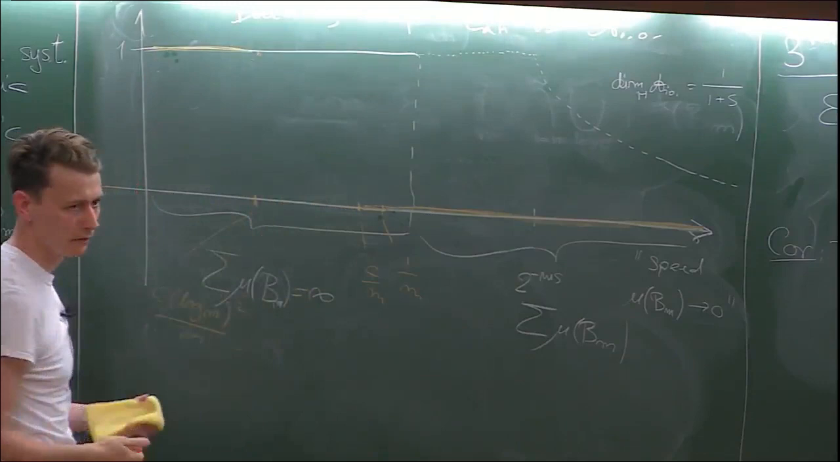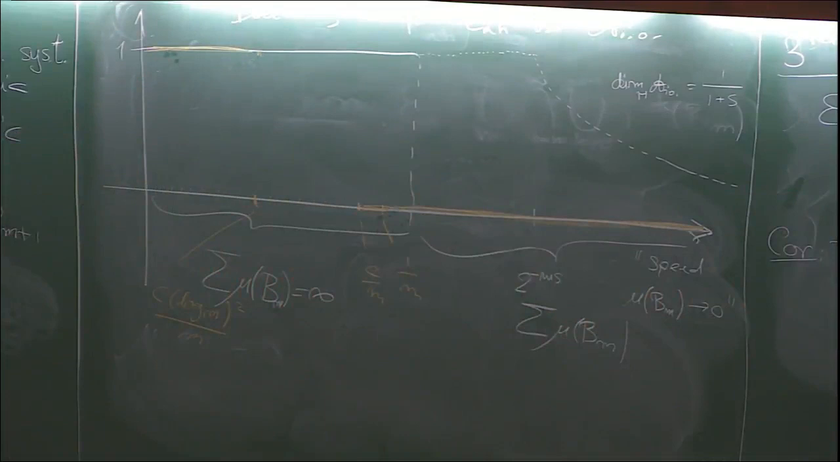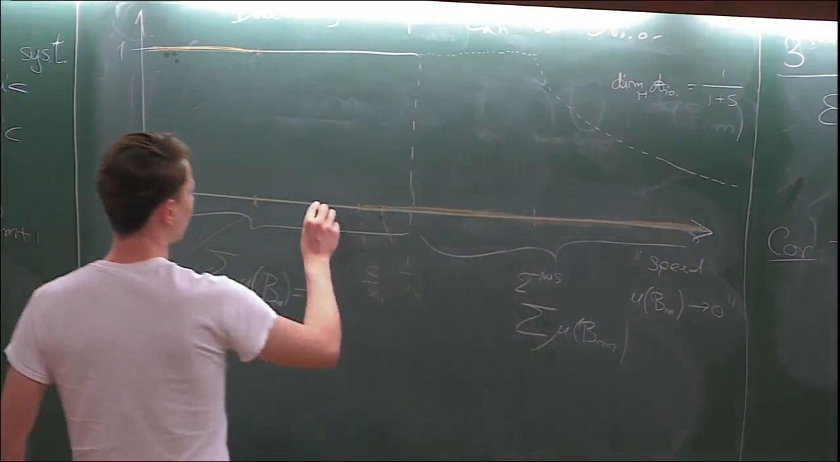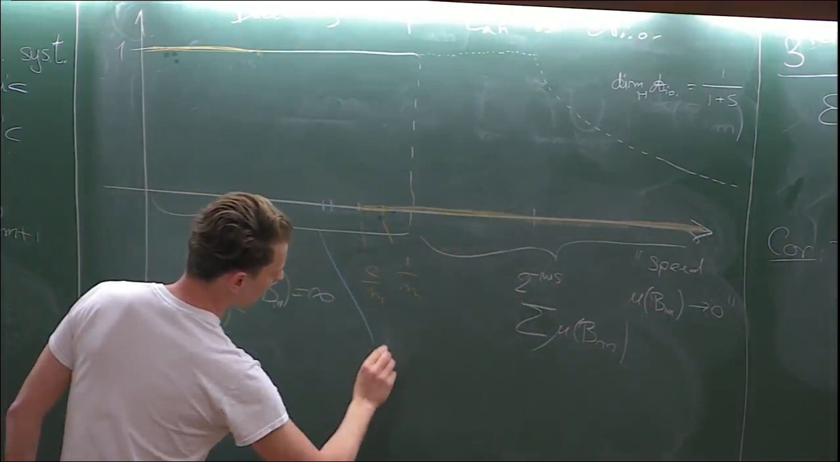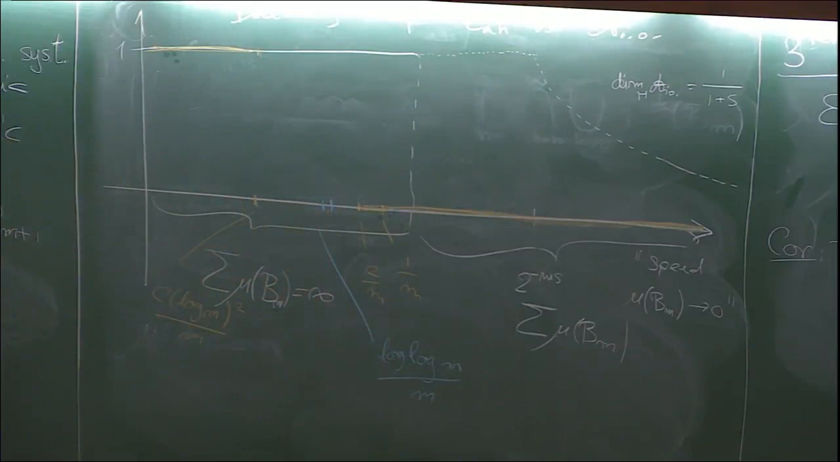So we still have some kind of a gap here where we don't know where the measure jumps from 1 to 0. But we have an indication of what we could hope to achieve through this Kleinbock and other result. That is, there's a tight range here, roughly at log m divided by m, where we suspect we could maybe shrink the gap.